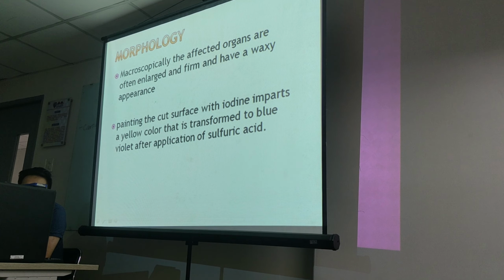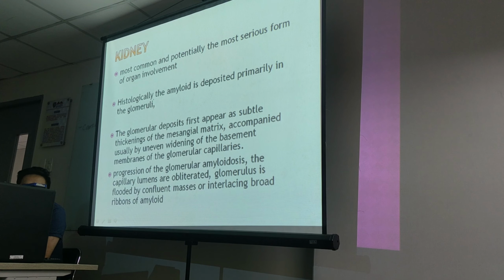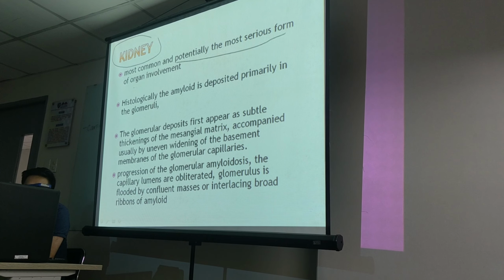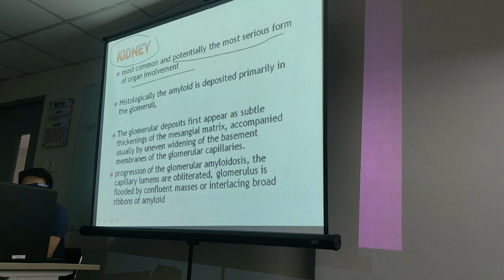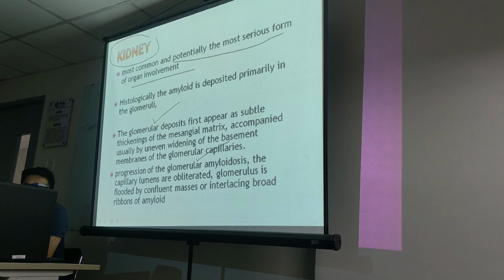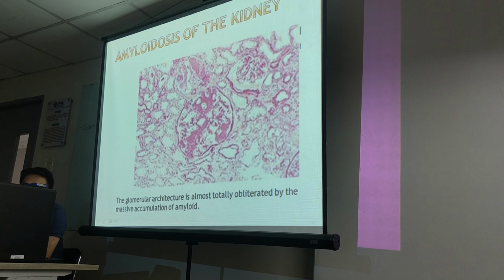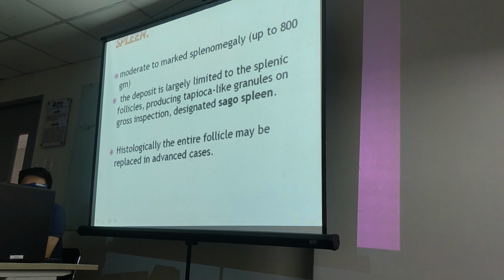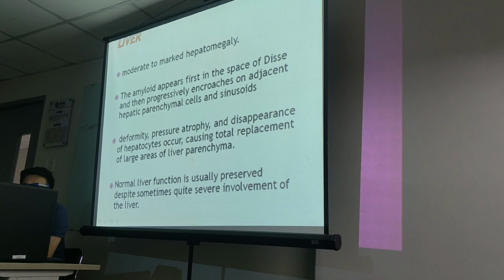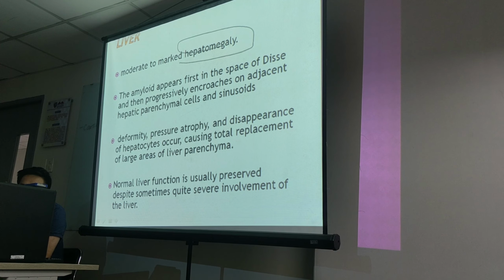This is the morphology, just nice to know, not important. However, several organs can be affected. The kidney is potentially the most serious form of organ involvement. It can affect the glomerulus and lead to significant glomerular dysfunction. The spleen can also be affected. The liver shows moderate to marked hepatomegaly as a result.